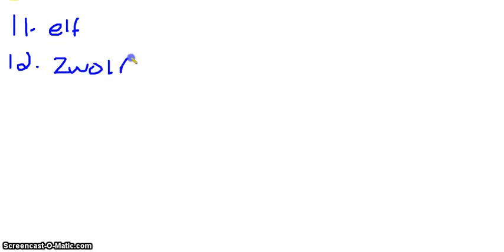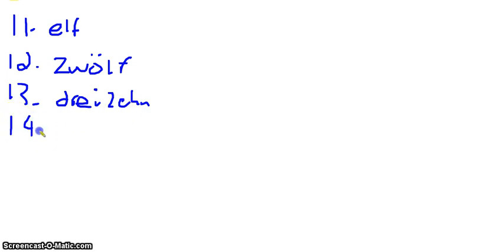Okay, so we're gonna start with 11 now. 11 is elf. Kinda like a fantasy thing. 12 is zwölf. There is this umlaut above here, the two dots. And 13, this is where a pattern starts to follow, you see. We have drei, which, if you remember, was three, and then zehn, which is 10. So 10 plus three, that's 13.